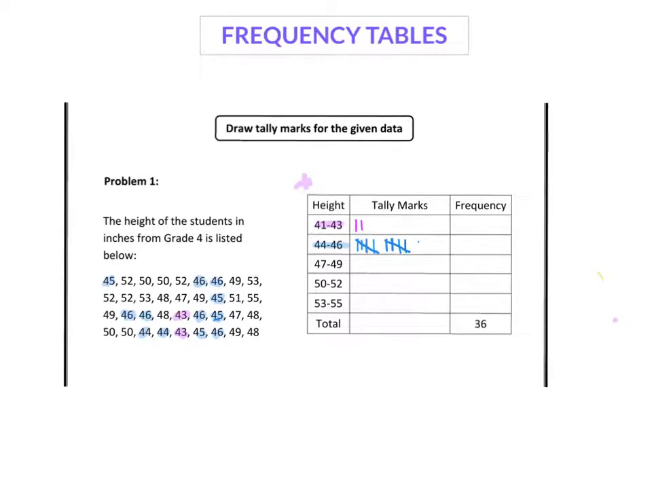1, 2, 3, 4. Okay, so what we're actually doing is, over in the frequency column, we just change that tally to a number. So there's 2 there, and this one is 12. I had 2 groups of 5 plus the 2. So if we keep going, we can do all the other categories, say like 47 to 49, and I start counting them up as well.